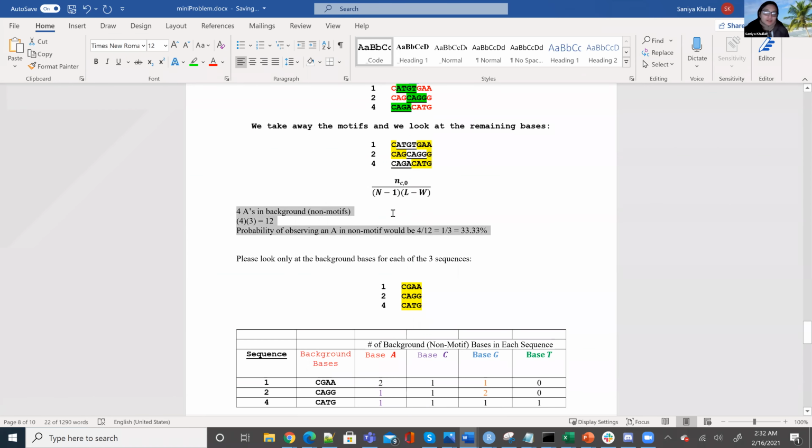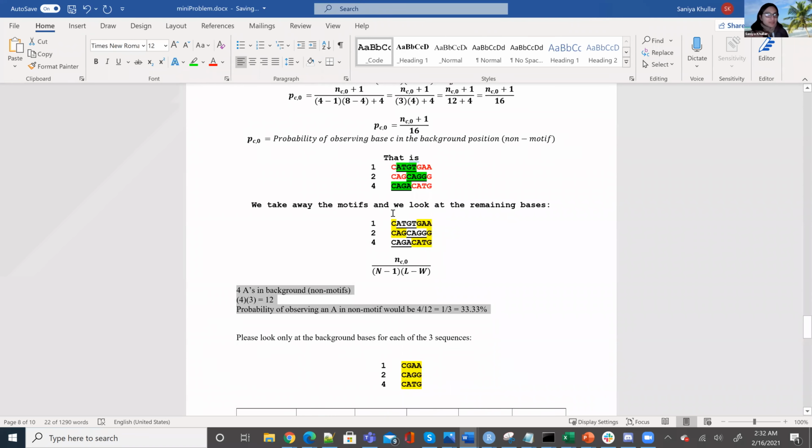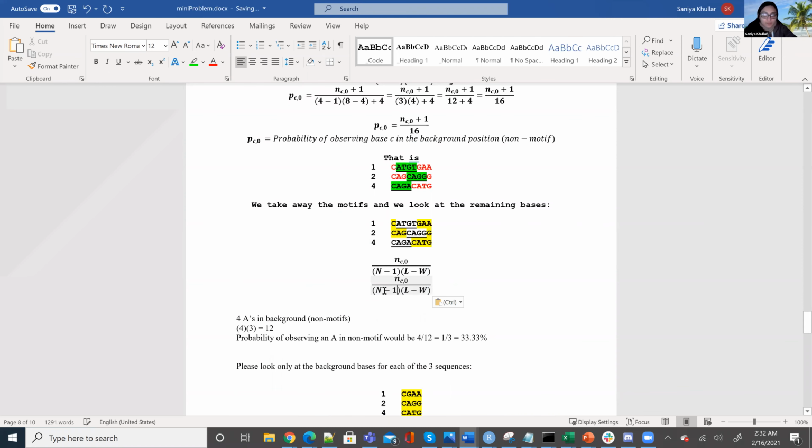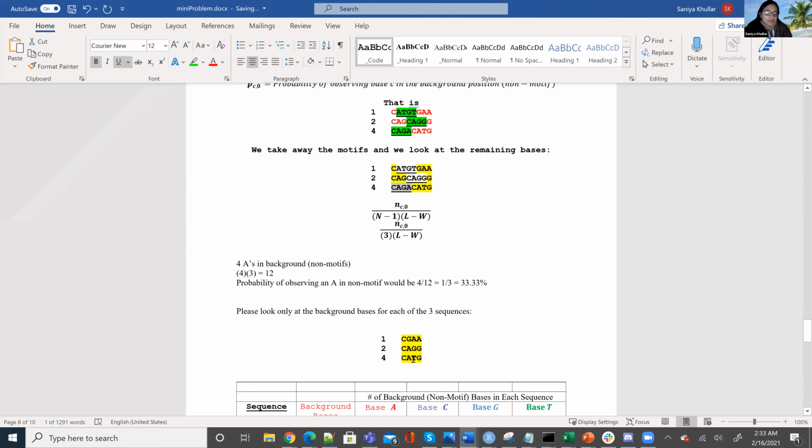But what this smoothing also does is it tries to balance things out, because some things might have 0 counts. And again, this is what smoothing does. So all this formula is saying is that we have 3 sequences. That's what the first part is saying: 4 minus 1, which is 3. And you find the length of these sequences, which should all be the same length, and you subtract the length of the motif, and that gives you the number of bases that are in non-motifs.